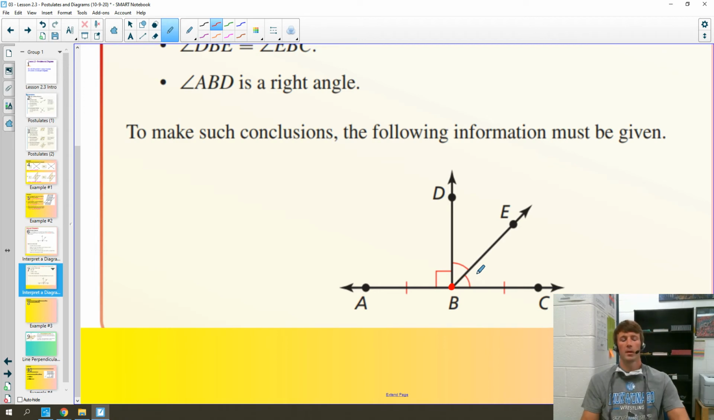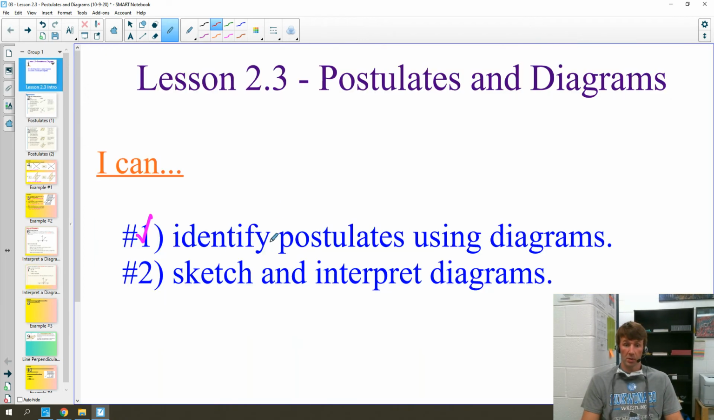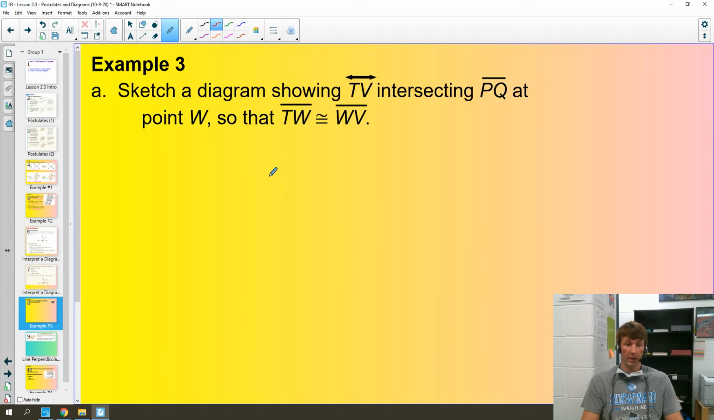All right. So what goes along with this? Part of it is the sketching. So being able to sketch our own diagram, given some information. Again, symbol interpretation, line versus segment, showing congruent segments. All right. That's really telling us, hey, we got to get some markings involved here. So here we go. Let's do it.